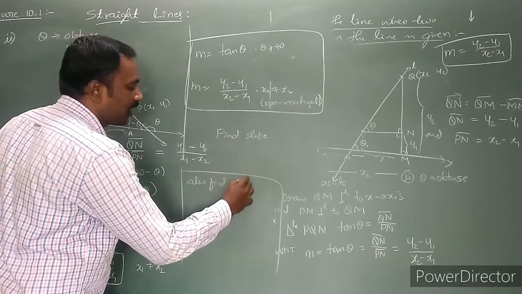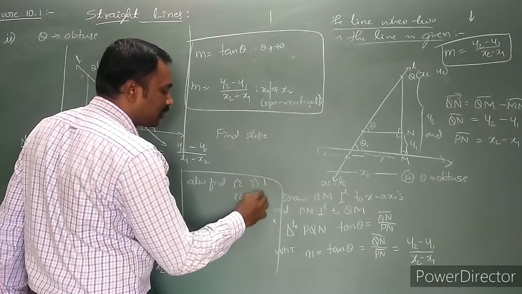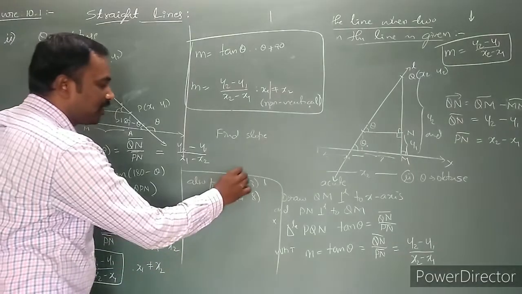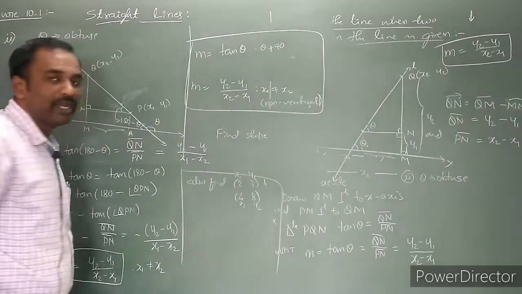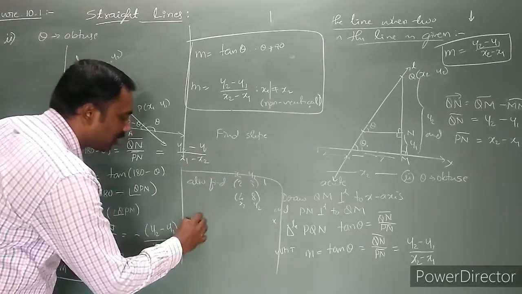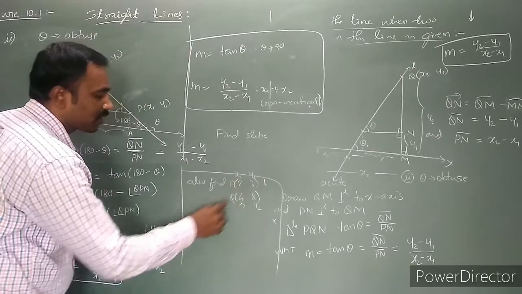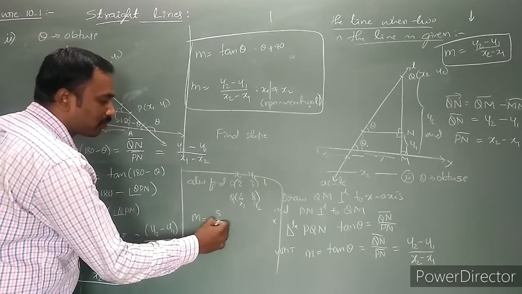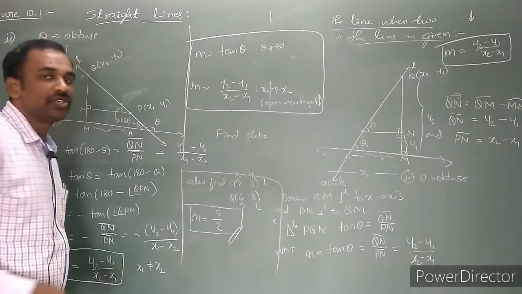They will also ask a question: find the slope of the line which passes through the points 2, 3 and 4, 8. Already given, this is x1, y1, this is x2, y2. Or else you can consider them in reverse, you will get the same thing. What is the slope of the line whenever the line passes through these 2 points? y2 minus y1, 8 minus 3 is 5, x2 minus x1, 4 minus 2 is 2. So m is equal to 5 by 2, the required slope of the line.